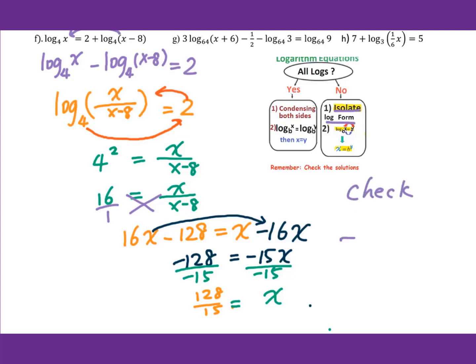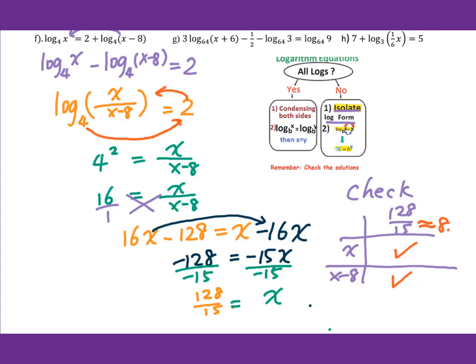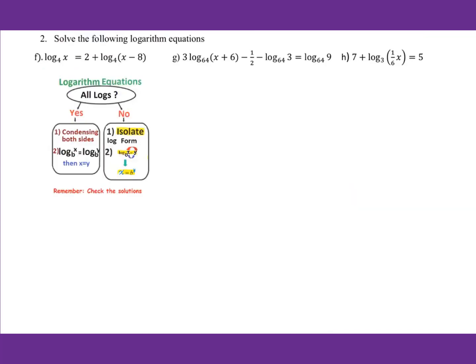Then check the solutions now. We got 128 over 15. We have x and also we have x minus 8. Plug in, this is a positive. This is a positive too, because this equals 8 point something, like 8.5. So this will be the solution. Now let's go to G.